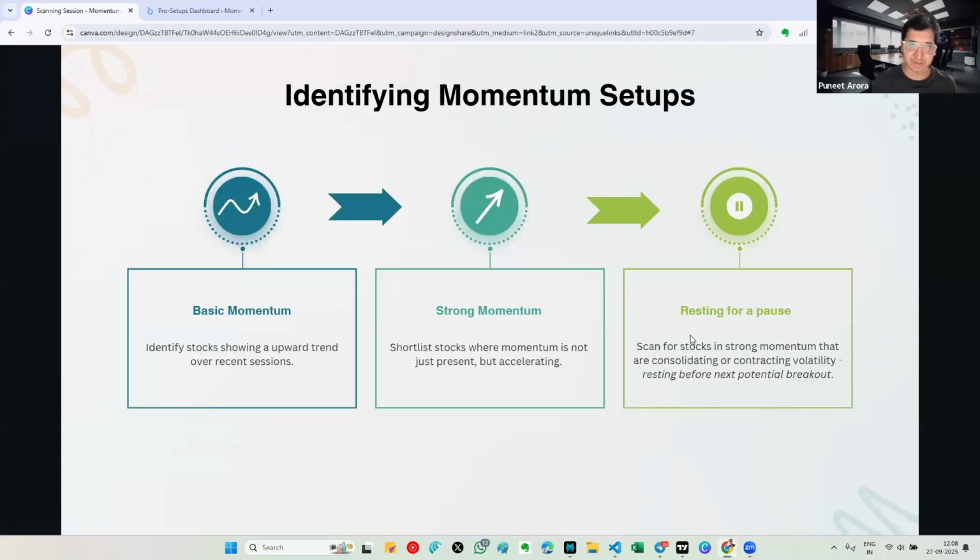So how do we identify these momentum stocks? There's a basic momentum, a stock that is just simply going up. We add the qualities of a strong momentum to it, so that we not just find the basic momentum, but a strong accelerating movement in that particular stock. Once we find that, then we look for a pause. The stock must come and pause for a moment. It can come to the 10 EMA, it can come to the 20 EMA, or it can make tight ranges in the last few days. And then we trade it when it starts to break out of that consolidation range.